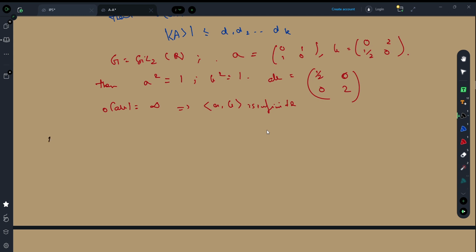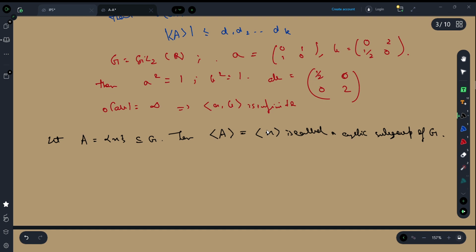Okay, so let this lecture be up till this much. We just introduced the concept of a cyclic group. Okay, so let A be a singleton set {x}. Then the group generated by A is simply denoted like this. It's called a cyclic subgroup of G, and this subgroup is quite a very, very important subgroup.